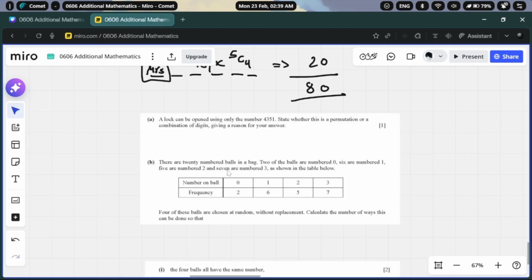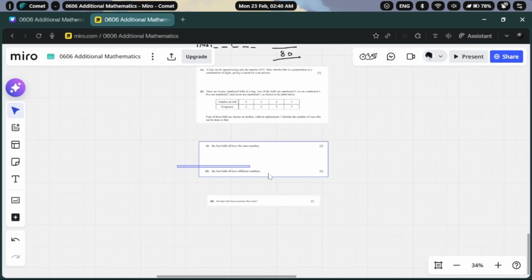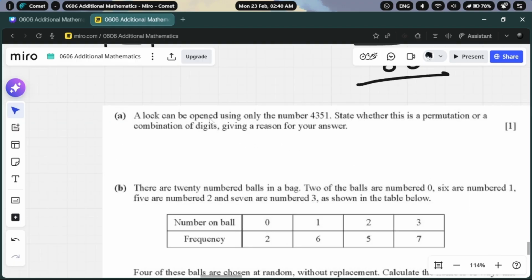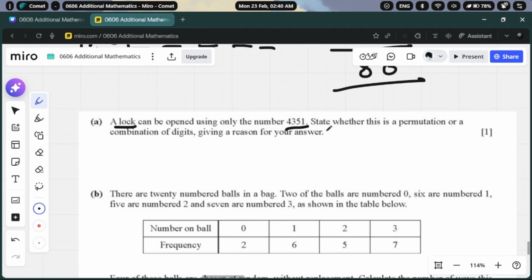Next, moving on to the last question in permutation and combinations. You're told that a lock can be opened using only the number 4351. Now you're talking about a lock, okay? Just keep that in mind. You have to state whether this is a permutation or a combination of digits, giving a reason for your answer. So this is clearly going to be a permutation because the order matters for a lock.